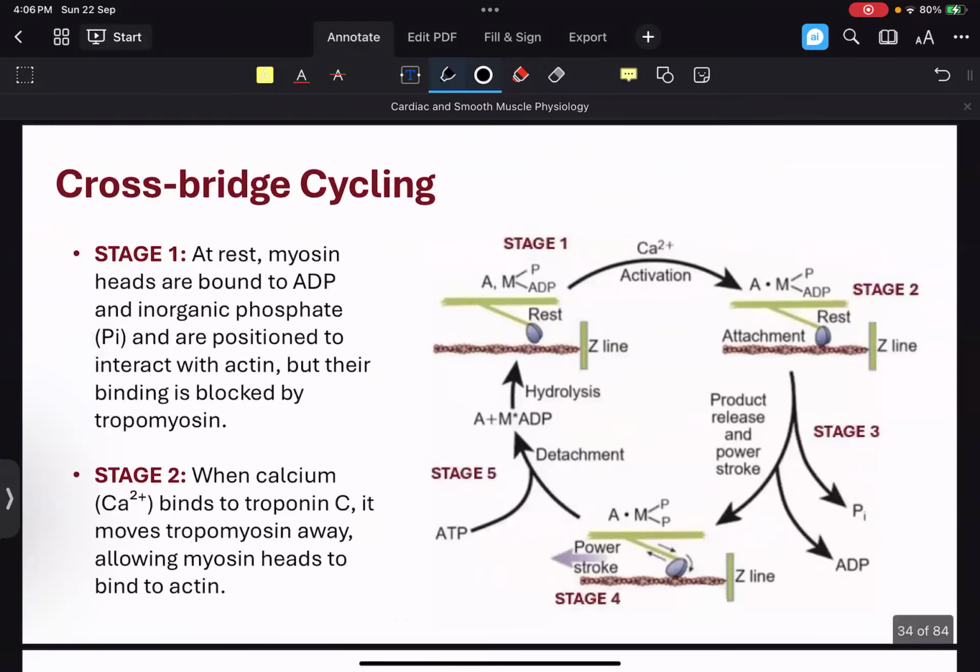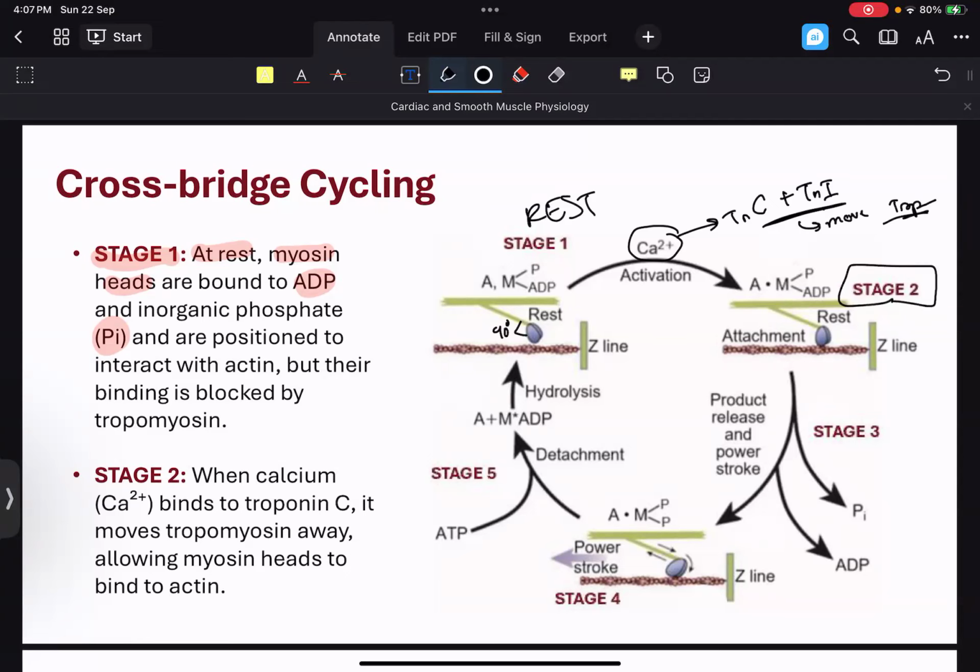Okay, so let's just take a look at it one more time. In stage 1, you're at rest, and the myosin head has ADP and phosphate bound to it. Furthermore, it's at 90 degrees. Okay, and this is when, in stage 1, you're basically at rest. And then we had that calcium-induced calcium release. We had the calcium spark, whatever you want to call it. You have calcium that's going to go bind to troponin C, actually, and troponin C plus troponin I, and these are going to move tropomyosin. Once you move tropomyosin, you can actually directly bind to the actin, and that is exactly what happens in stage 2. All simple.